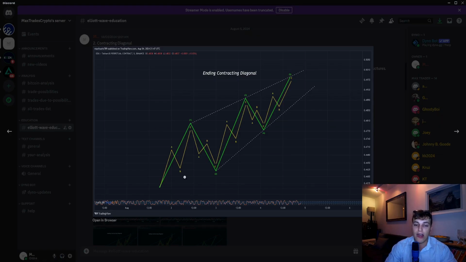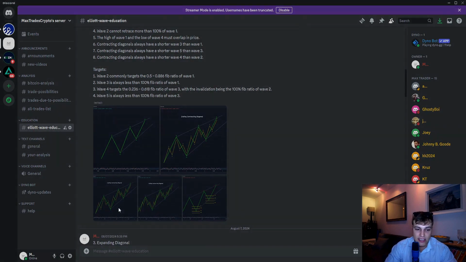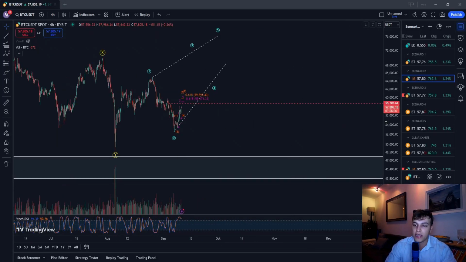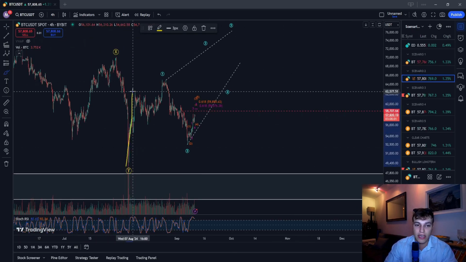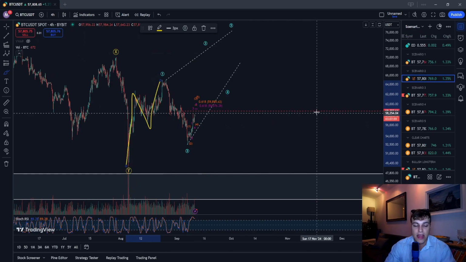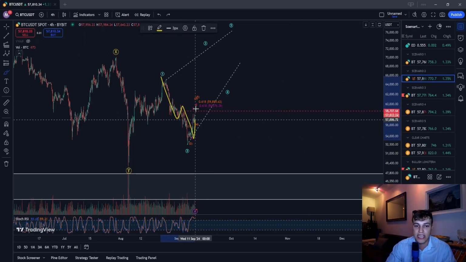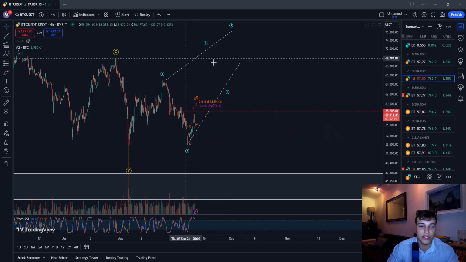But everything is possible, so a diagonal is where we have this, a move 1, 2, 3, 4, 5, all with simple zigzags inside of them. Let me just find the leading diagonal here. So all with a 3-wave structure inside of them. So if we go to our charts, we can see this playing out. A simple 3-wave here, A, B, C, then a 3-wave here, A, B, C, and now we should be seeing an A, B, C all the way to the upside.